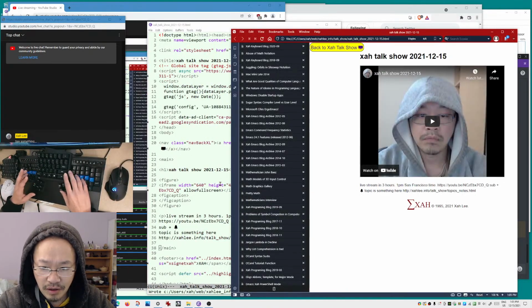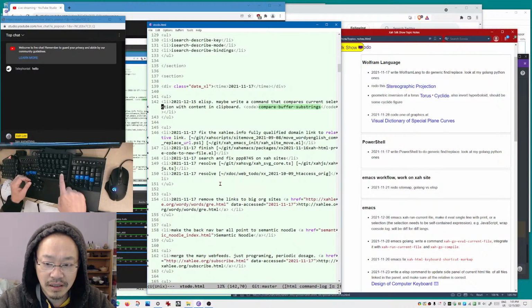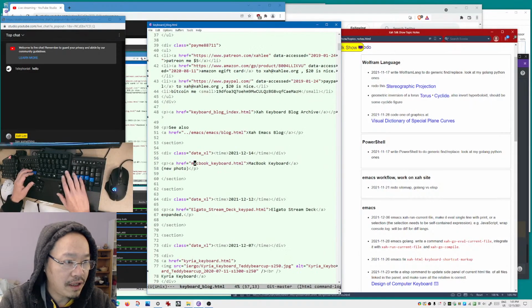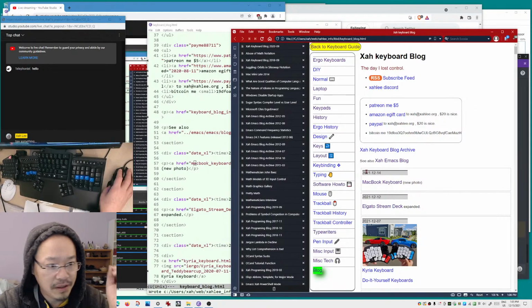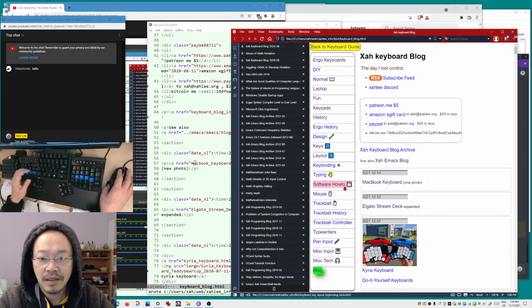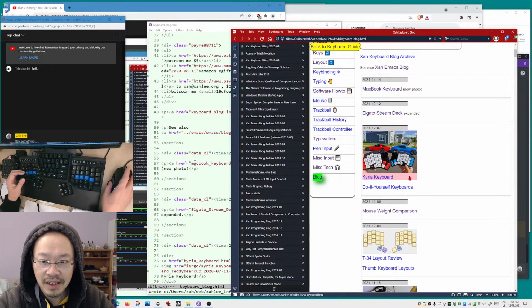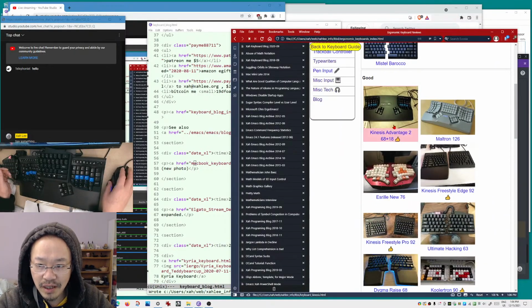So today's talk show, and this is the ultimate hacking keyboard I'm using. Hello, telephonist. Let me talk about keyboard a little bit then. Type a topic. You looking at my keyboard right here, and you can see, you go to Xa Keyboard blog. I mention this all the time.